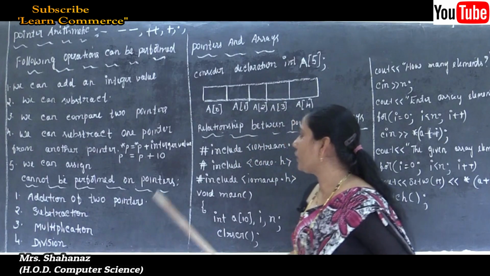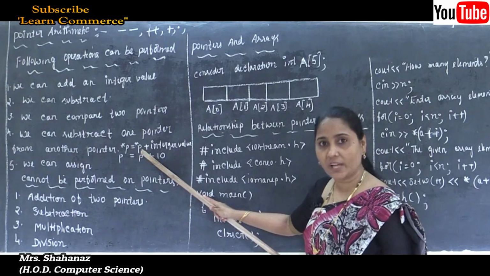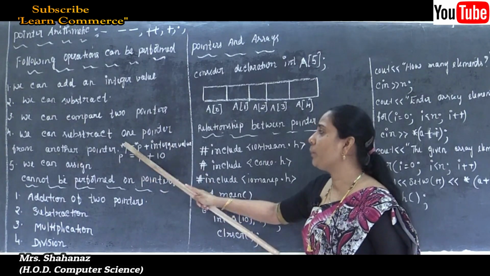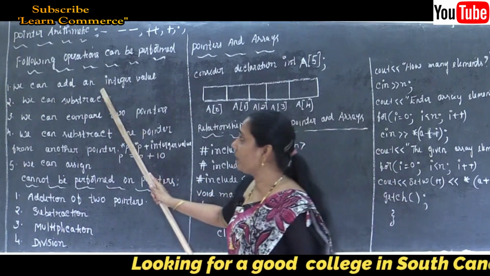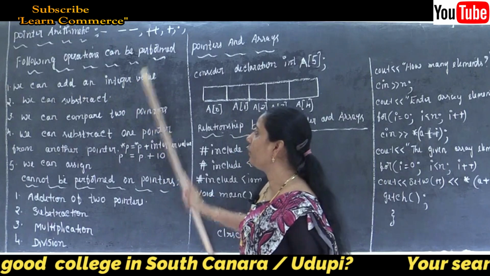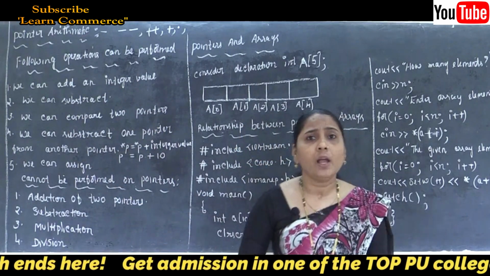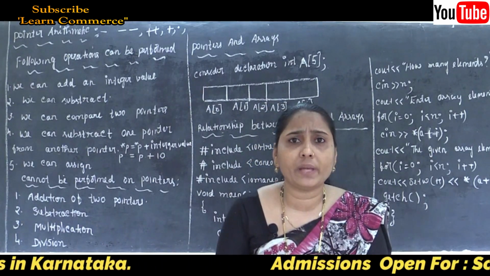So this is about our first operation. If you assign the value 10 to p, and the integer value is also 10, then the pointer p will hold 20 only. So the first operation is that we can add an integer value to a pointer, and the second operation is that we can subtract an integer value from a pointer.